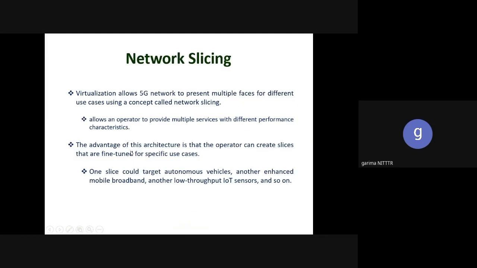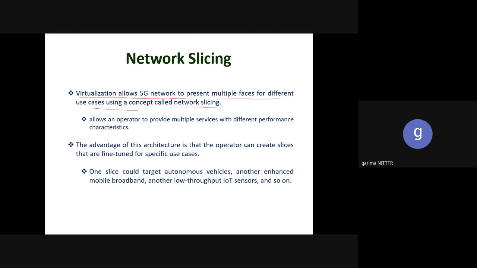Then network slicing. Network slicing is another advantage of 5G communication, or numerology also, because of numerology we are able to have this network slicing feature, that virtualization will allow the 5G network to present multiple faces for different use cases using a concept called network slicing.